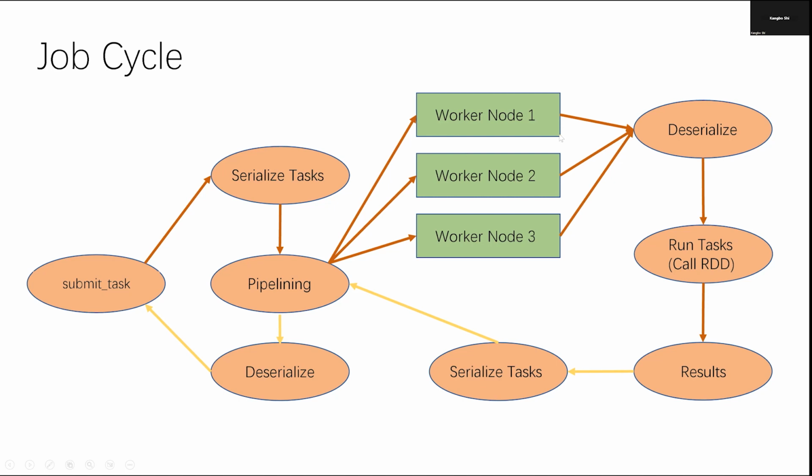After we call the RDD class, we will get the result data. But this result data is at the worker loop, and we want to transfer it back to the submit task. From the results, we serialize them and then pipeline them back to the submit task and then deserialize. This is how we get a deserialized result back to our submit task.